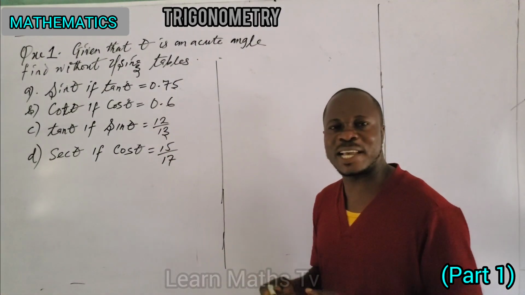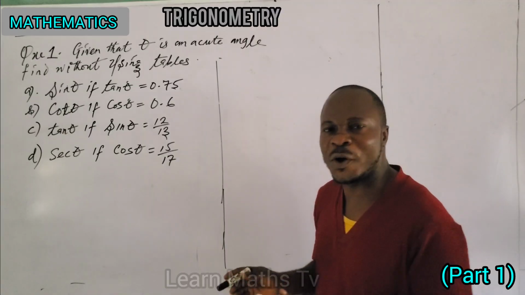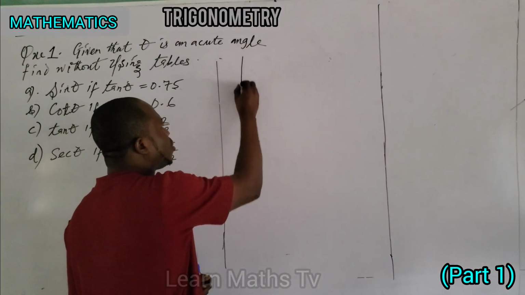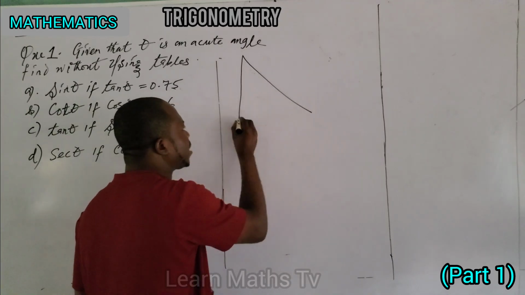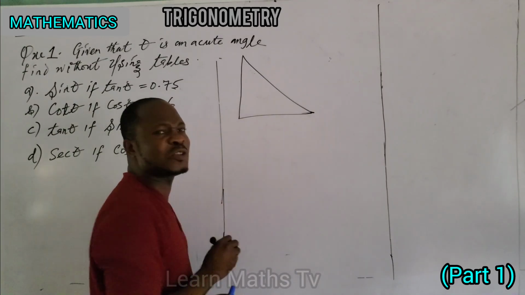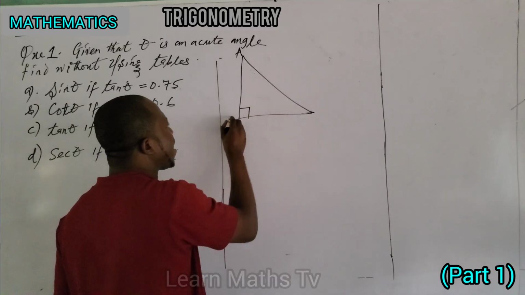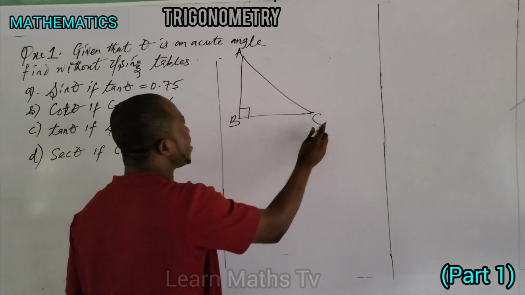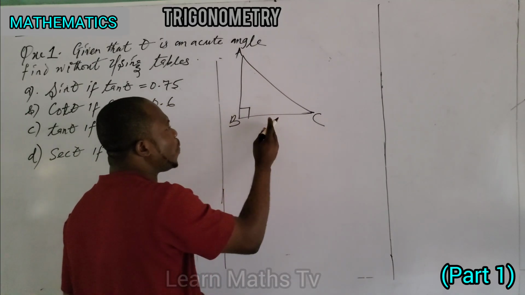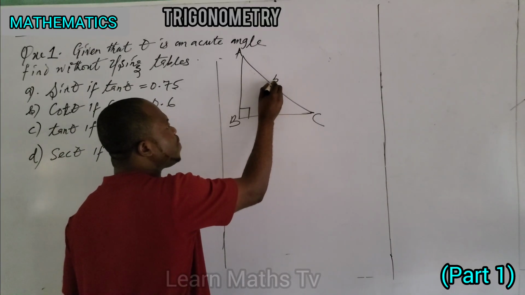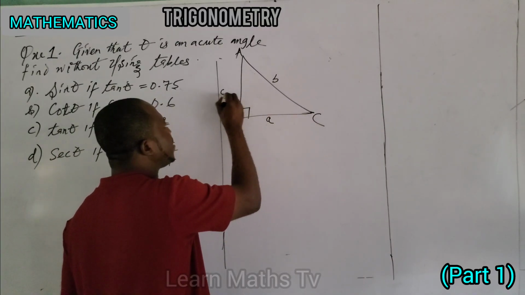So let's begin by saying solution. Permit me to draw a right angle triangle, and of course it's going to take this shape. Permit me to label here A, B, and C. For capital A, let the opposite side be small a, for capital B, let the opposite side be b, and for C, let it be c.